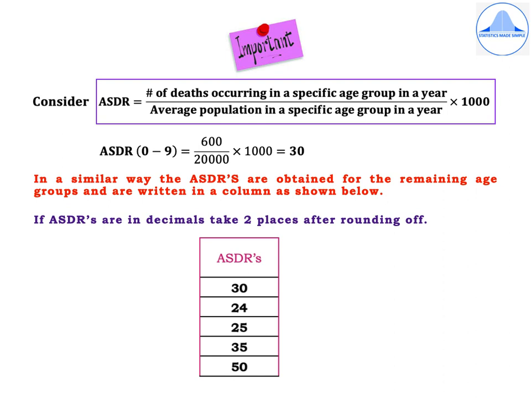Suppose ASDRs are in decimals, then you can just take two places after the decimal after rounding off. So, the ASDRs for all the age groups for the given problem are 30, 24, 25, 35 and 50.